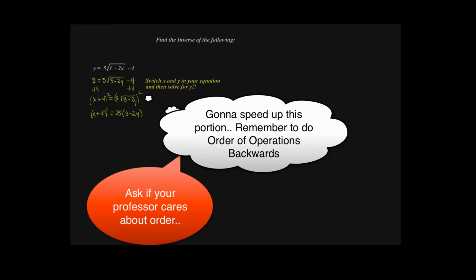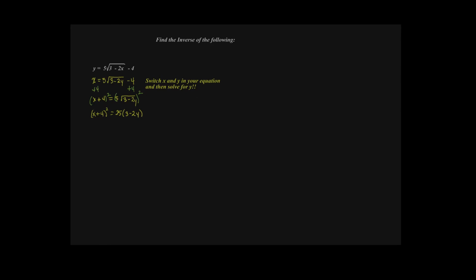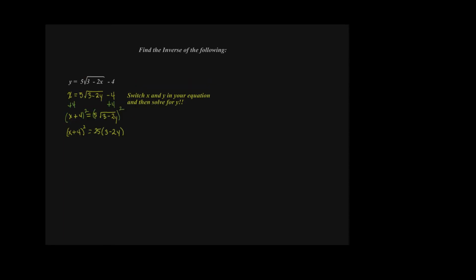So upon squaring, we get x plus 4 squared equals 25 times 3 minus 2y. All right, so remember, when you square a square root, they cancel. It becomes 2 over 2, so that's why there's no exponent here. It becomes a 1. All right, I didn't make a mistake. That is a 1. So now what do?